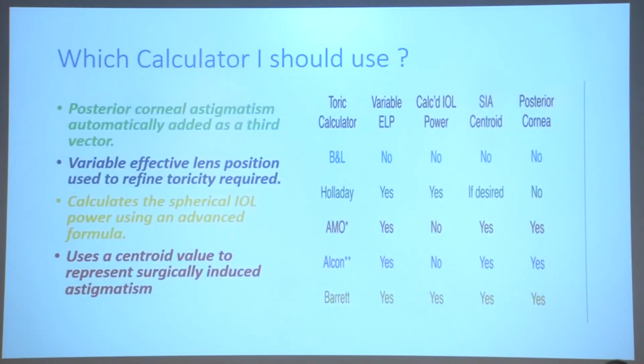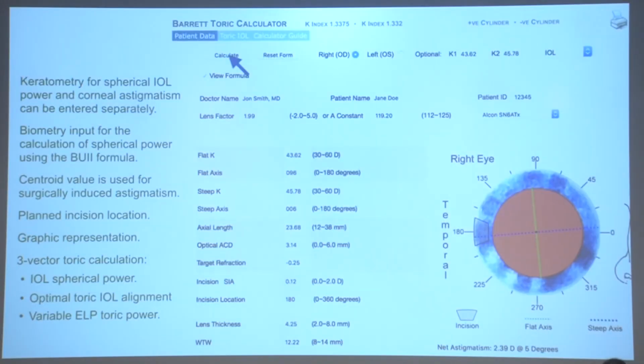So for an ideal toric calculator, what should we use? First, total corneal astigmatism should be automatically added as a third factor. Second, variable effective lens position (ELP) calculation should be there in your toric calculator. The centroid value has to be effective in your toric calculator. And the calculator should give the spherical IOL power by itself. Rather than relying on your optical biometry and putting it in the toric calculator, if the toric calculator also calculates the spherical power, that is considered the best part. So the Barrett is one of the very good tools for that.